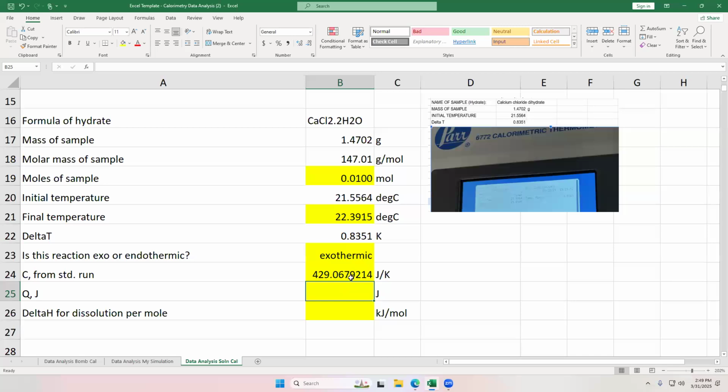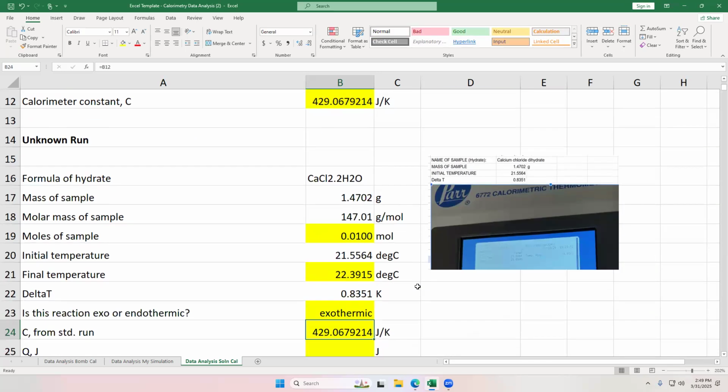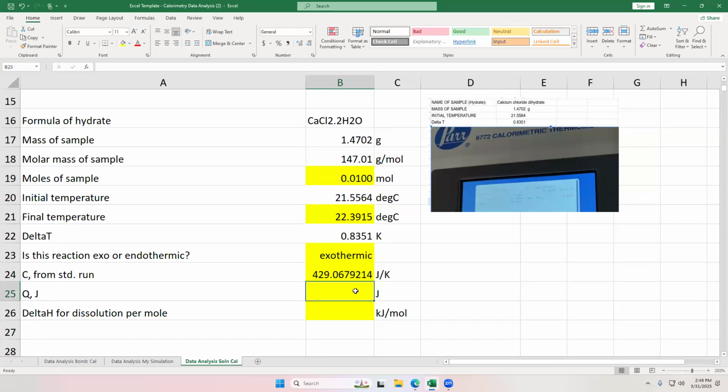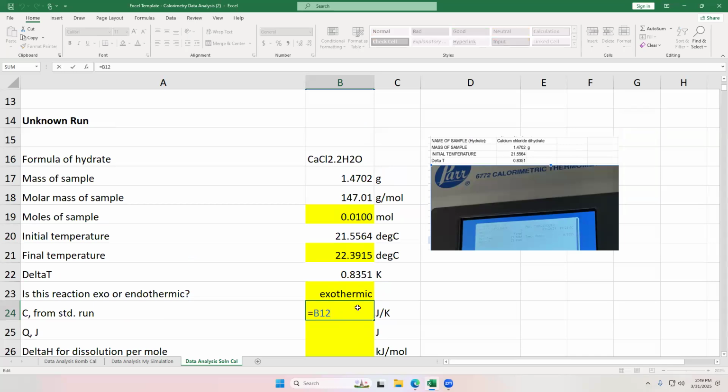You could have just done, let's say, equals average. Let's say you did 3 standard runs, then you say this run, this run, this run. Something like that. But since you only have one, I'm only showing you one standard run here. Just use the number for that one standard run. If you want, I can make this average of B12. That way you remember next time that that's really an average of several numbers.